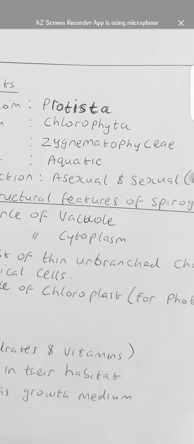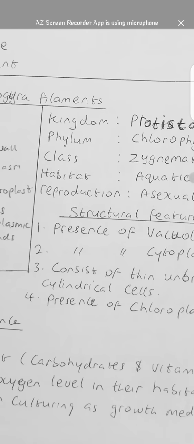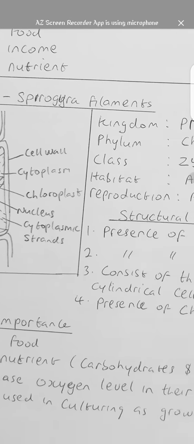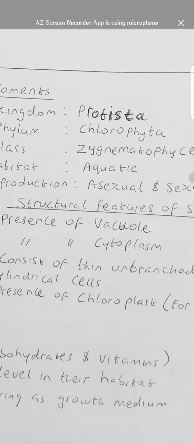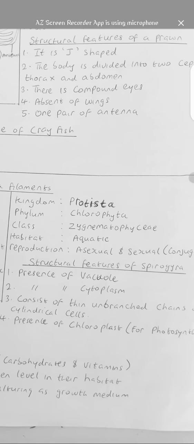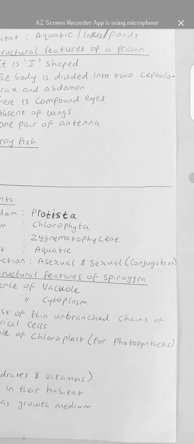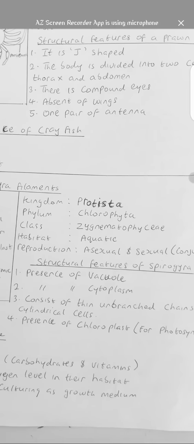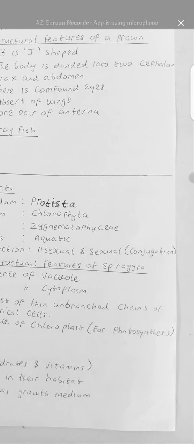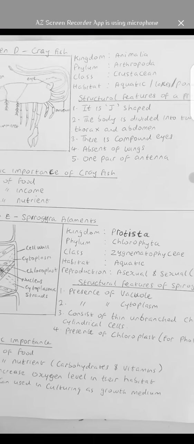So the structural features of Spirogyra, let's look at it. Basic, just what you have here in the diagram is basically the structural features. So just say presence of vacuole, presence of cytoplasm. It consists of thin unbranched chains of cylindrical cells. You can also say number 4, presence of chloroplast for the sake of photosynthesis. Okay, so let's go to the economic importance.